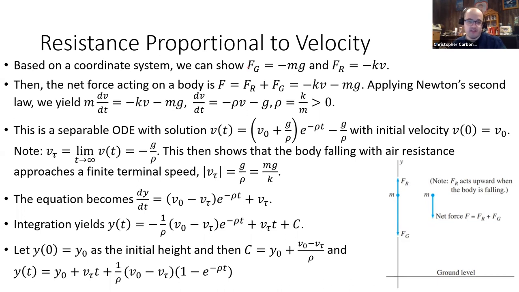And y(t) is equal to y₀ + v_τt + (1/ρ)(v₀ − v_τ)(1 − e^(−ρt)). And this graph down here just notes the gravitational force and what happens based on the body falling, that gravitational force and air resistance.